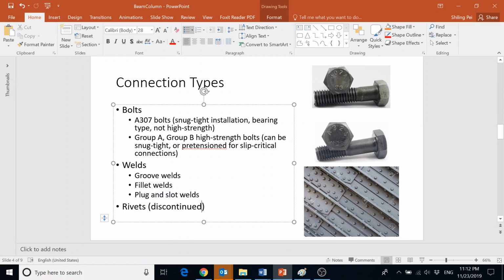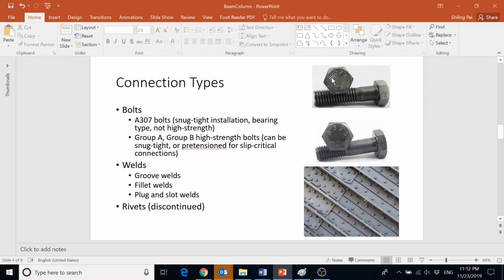For bolts, there are mainly two types. There is the typical ASTM A307 bolt, which you can see right here. You'll be able to see 307 on its head.